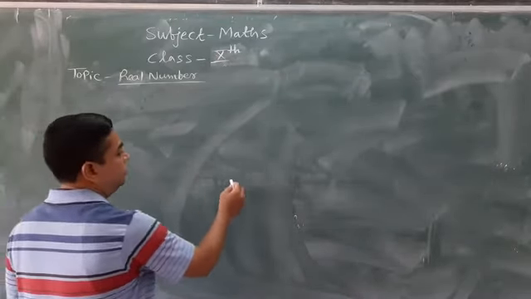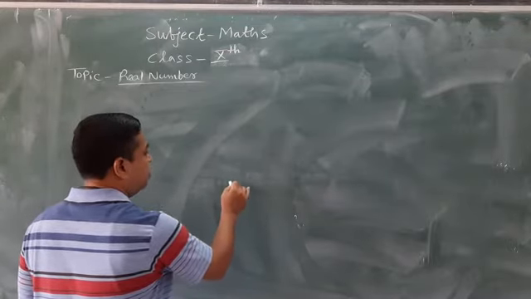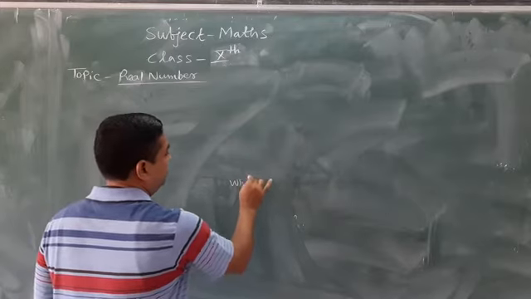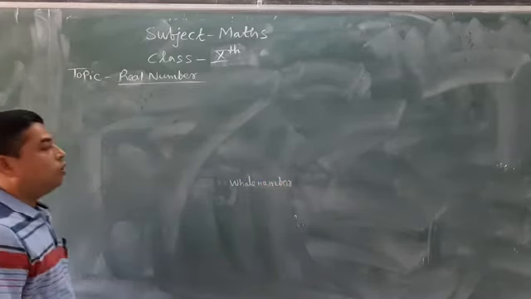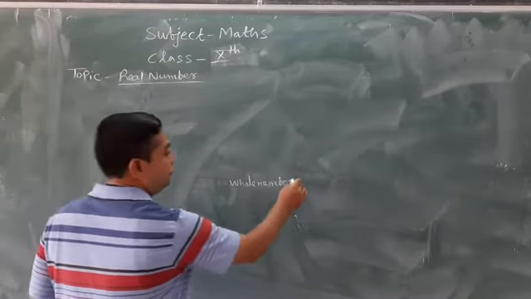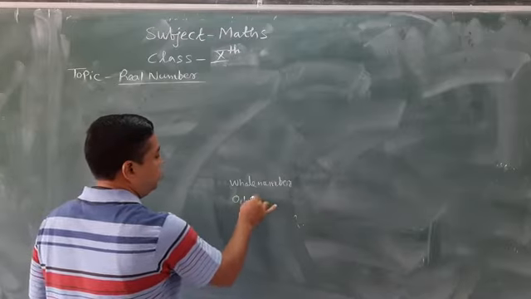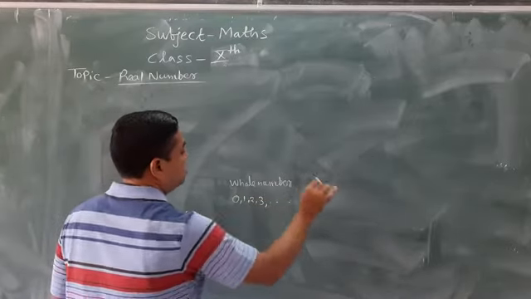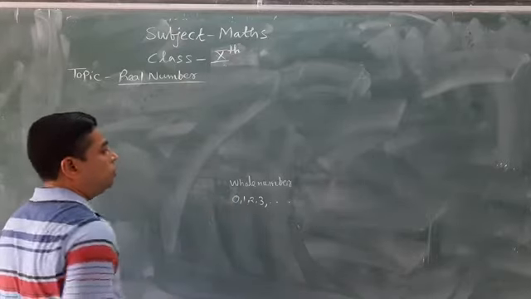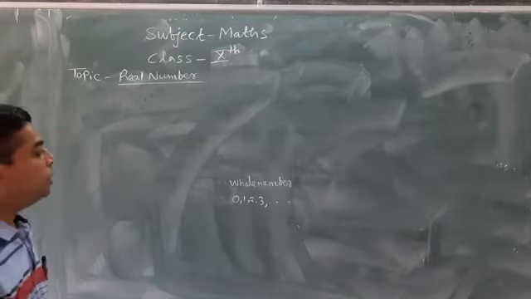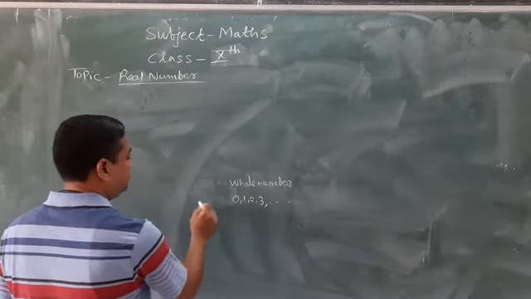So we will start with prime numbers and whole numbers. What is a whole number? All this we learned in our previous classes. Whole numbers means we start from 0, 1, 2, 3 and go up to infinity. That is called a whole number. So whole numbers include natural numbers.